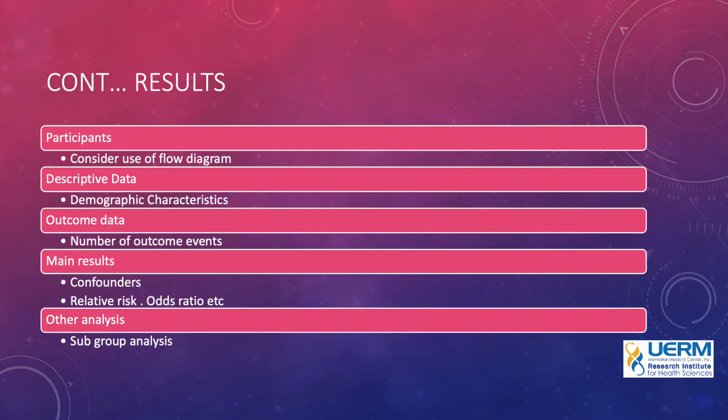So the participants, we have the flow diagram until their dropout or their continuation into the study. We have the descriptive data, the demographic characteristics, the outcome data or the number of outcome events, and the main results. We identify confounders and extract the relative risks for cohort studies, and odds ratio for case control. So other analysis, we have subgroup analysis.